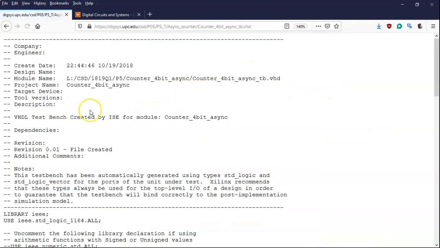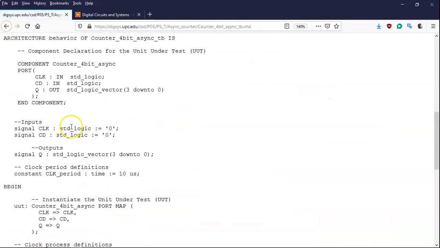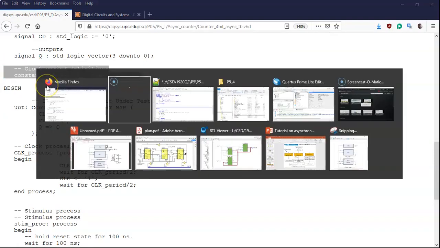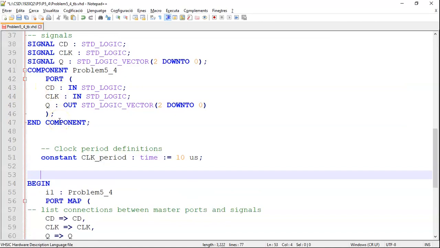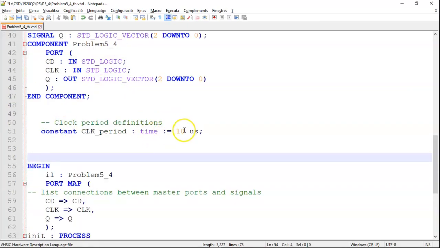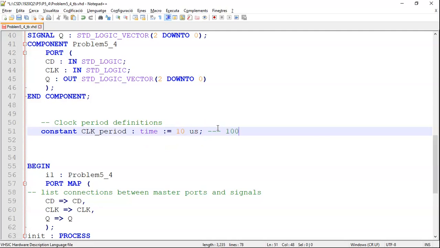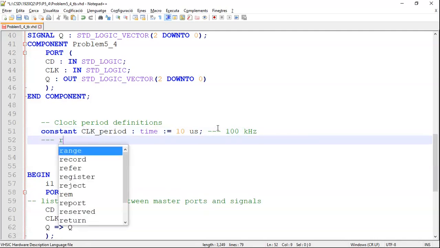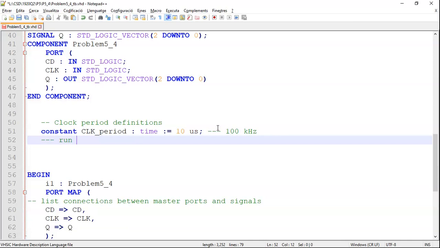So let's click here and see, for example, if we can copy the clock period this way. Control C and place it in the right test bench. 10 microseconds, which means that the frequency is 100 kilohertz. And so you may like to run the circuit for, well, for example, 300 microseconds.